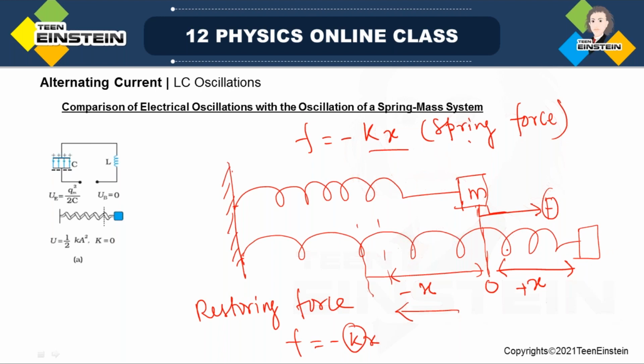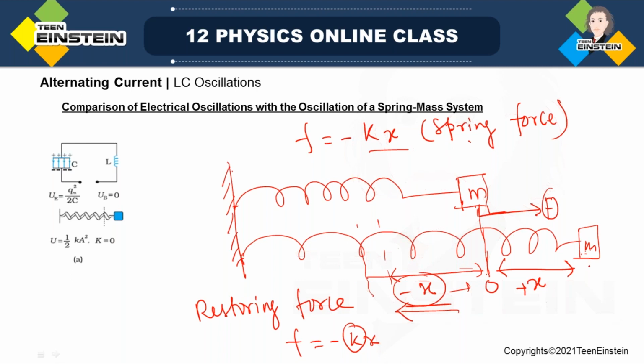So if this happens within the elastic limit, what happens? If you just pull it like this and leave it, what will this spring mass system do? It will come back to its equilibrium position, but it will not stop because of inertia. It will go up to the minus x distance again, with the same amplitude, where its kinetic energy will be lost, and then it will come back again towards the equilibrium, but it will not stop here again.